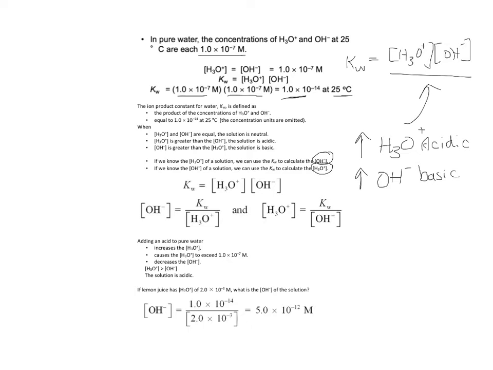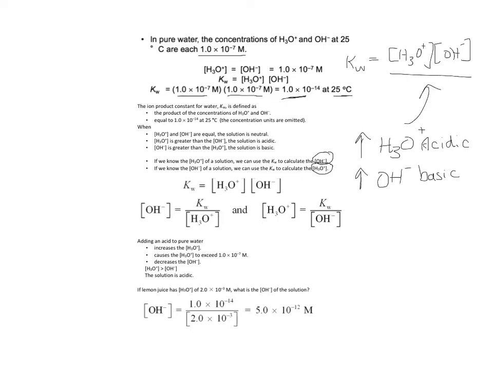Now, let's talk about what happens to your pure liquid if you start adding stuff to it. If you add an acid to pure water, you're going to increase the concentration of the H3O plus, meaning you're going to make the solution more acidic. If you add a base to the solution, you're going to increase the OH minus, meaning you're going to make the solution more basic. So that kind of makes sense, right? Add an acid, make the solution more acidic. Add a base, make the solution more basic.